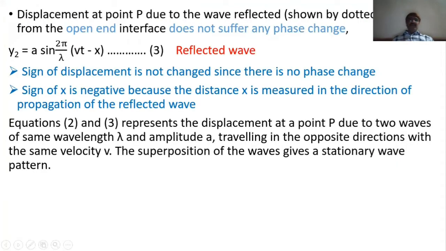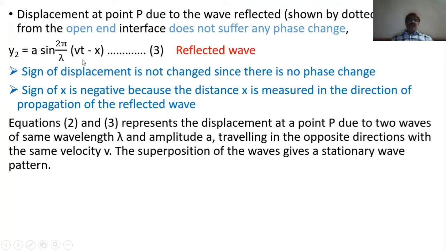Now what about the reflected wave? Now, in this case, the wave reflected does not suffer any phase change. Okay, this is the important thing. In the previous case, in case of the closed end, we have seen that the reflected wave suffers a phase change of pi, and therefore the sign of this y2 has been changed. But in this case, there is no phase change, so no change of sign here.